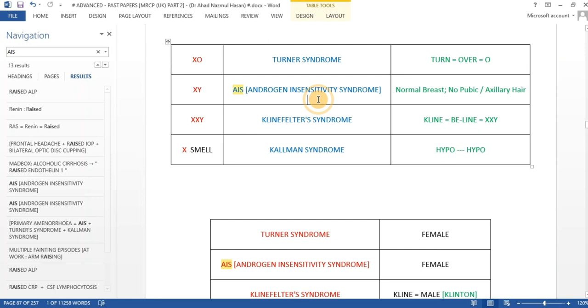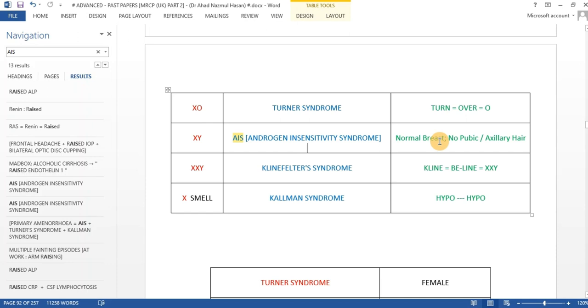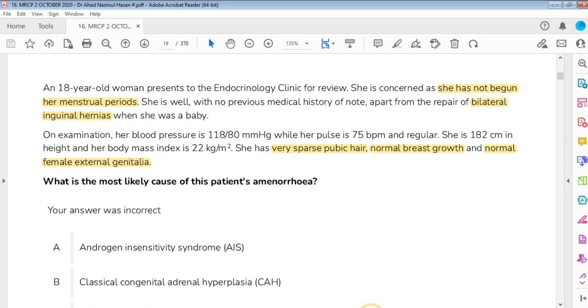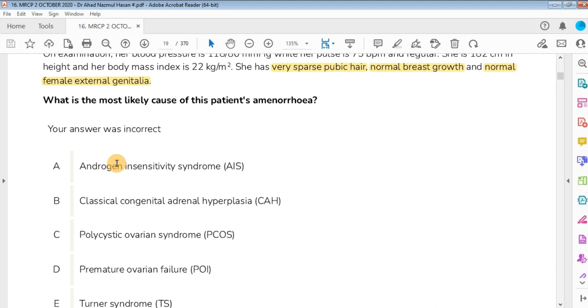And if you want to remember just one line regarding the AIS, remember patient will have normal breast development with no pubic or axillary hair or very sparse pubic and axillary hair, and this will have the XY karyotype. And usually the patient will be female. Externally, the patient would be female patient. So normal breast development with very sparse pubic hair and female external phenotype. And often this type of patient comes with the bilateral inguinal hernia. So the most likely cause of this patient amenorrhea should be due to androgen insensitivity syndrome.